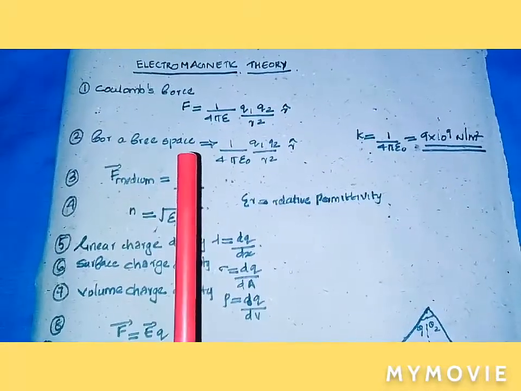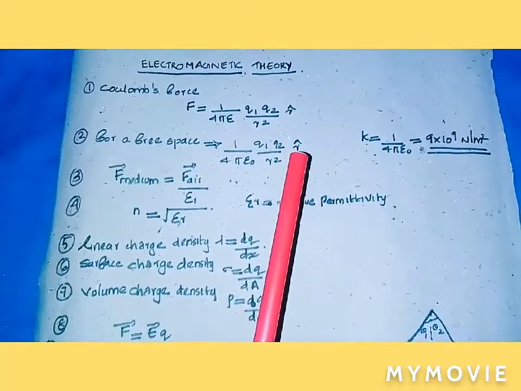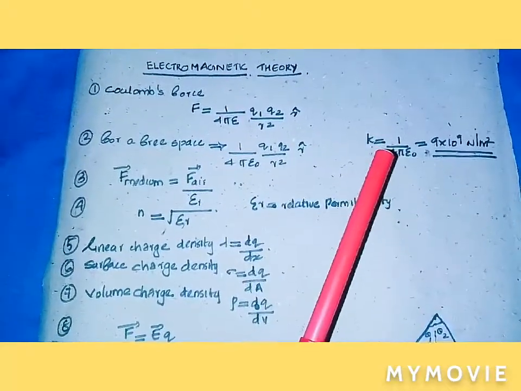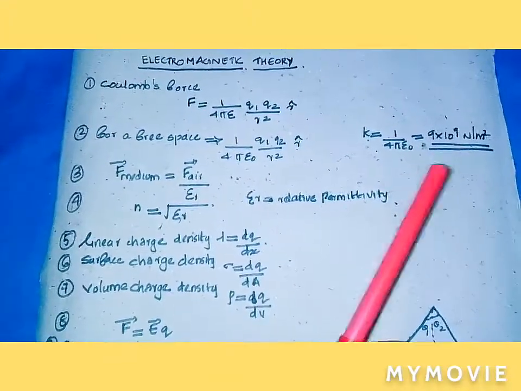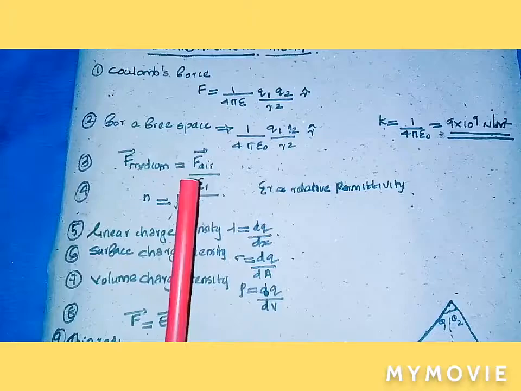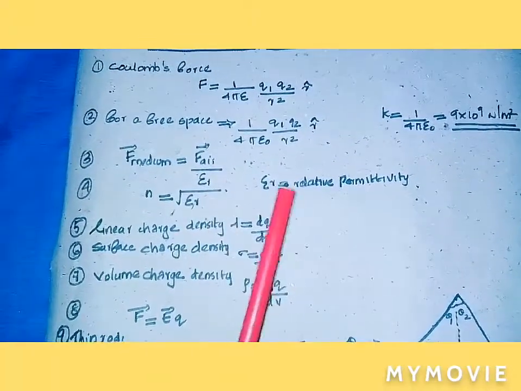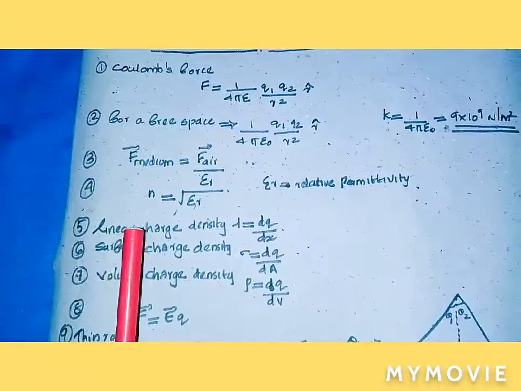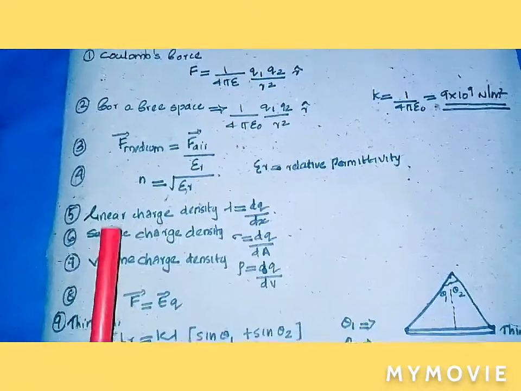The force in free space is 1 by 4 pi epsilon 0 Q1 Q2 divided by r square r cap. 1 by 4 pi epsilon 0 is a constant equal to 9 into 10 raised to 9 Newton meter square per coulomb square. F medium is equal to F air divided by epsilon r. Epsilon r is the relative permittivity. Refractive index is equal to under root epsilon r.